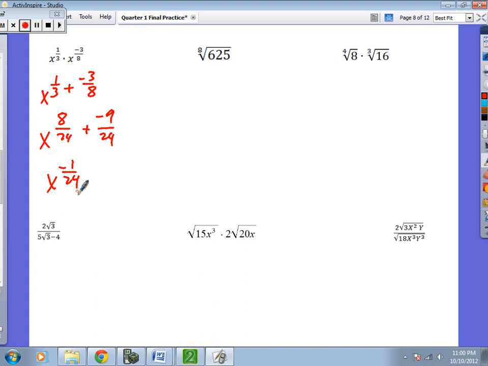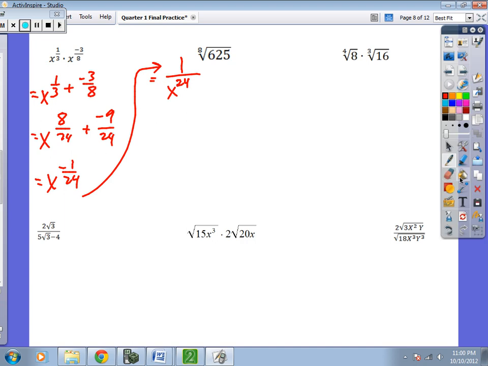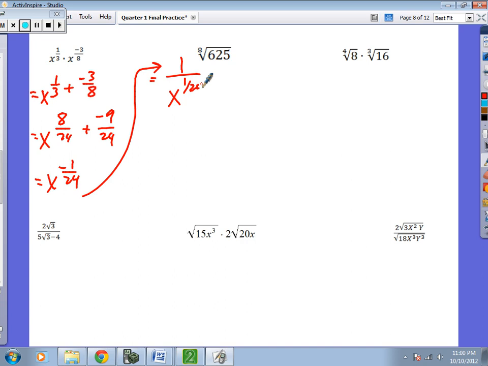Now, that's illegal. Cannot have a negative exponent. So, move number 4, I'm going to write it as 1 over x to the 24th. No, see, that's not right. It's 1 over x, it's not x to the 24th. It's 1 over x to the 1/24th. Okay, that's illegal because you can't have a rational exponent.